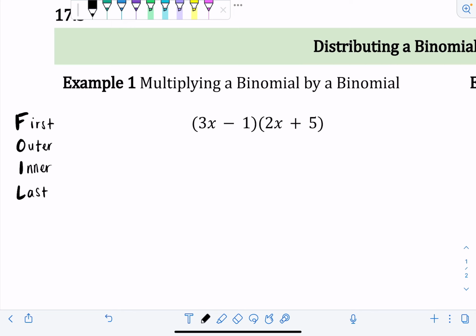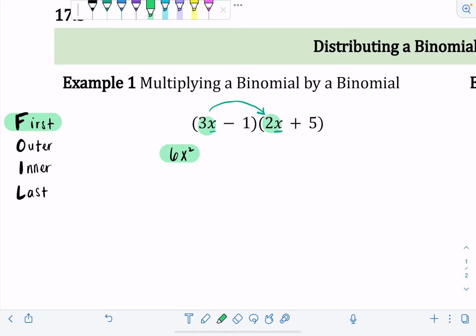So example 1, we're going to take 3x minus 1, that binomial, and multiply it by another one, 2x plus 5. The F, first, means we take the first terms in each parentheses and multiply those together. So we take 3x and multiply it by 2x. 3x times 2x, I would multiply the 3 and the 2, and that would be 6. And then if I multiply the x and the x together, that is x squared. Okay, so that's the first part.